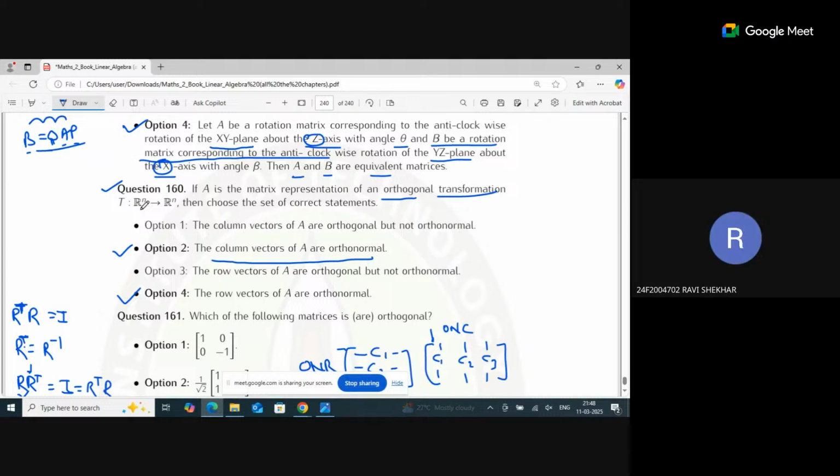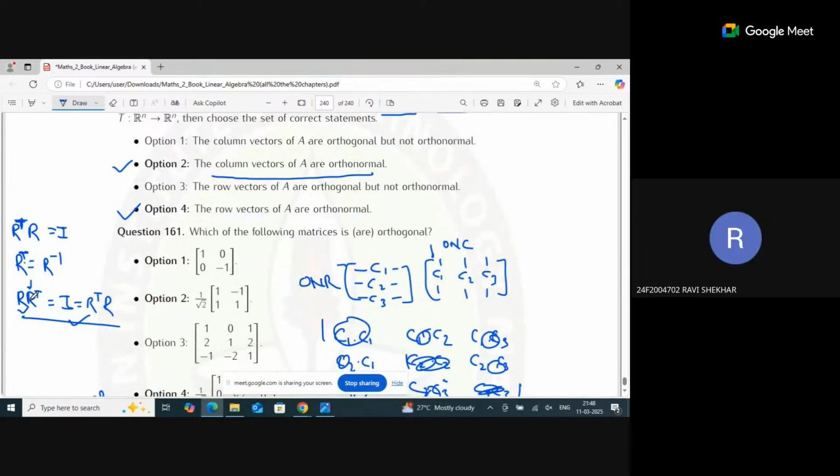And if this condition is also holding, their row vectors are also orthonormal. Sir, but that is true only for the transpose, no? Yes, R transpose R is equal to identity. Sir, when you say the row vectors of A are orthonormal, basically it's speaking about A transpose. Listen, what I am saying here is, I got this, where this is my matrix R. I got R transpose R equal to identity, right? Yes, sir. So this transpose has row vectors as orthonormal, and this has column vectors as orthonormal.